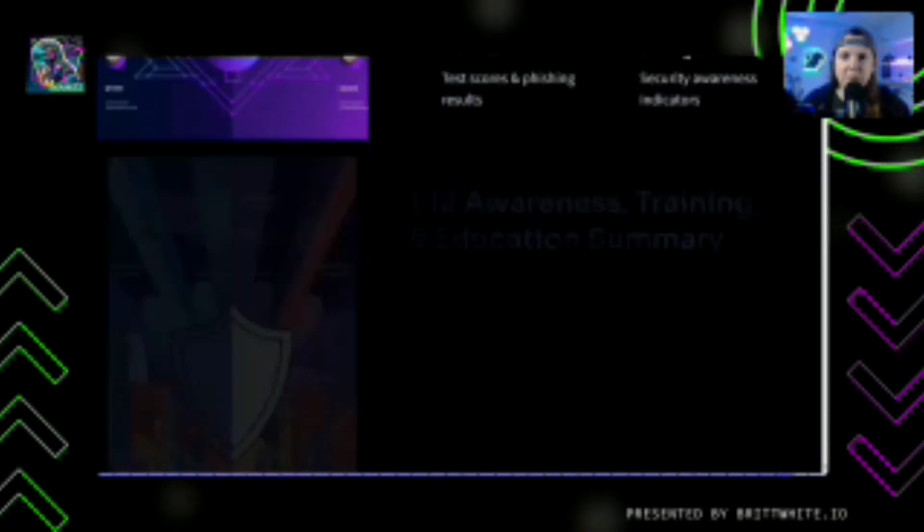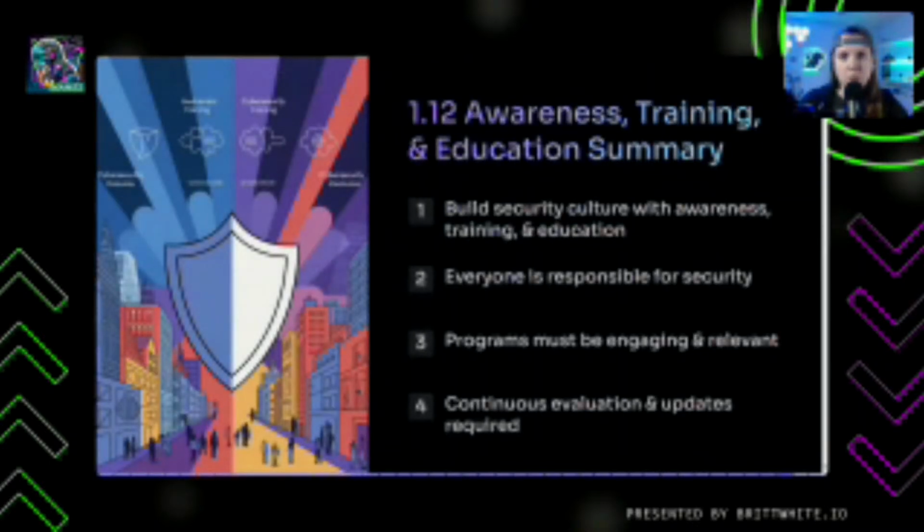Now let's quickly recap Exam Objective 1.12. Robust security awareness, education, and training programs are essential for building a security culture and mitigating human risk. Everyone is responsible for security, but needs empowerment through knowledge and skills. Awareness, training, and education are distinct, but complementary. Programs must be engaging, relevant, updated, and evaluated for effectiveness. Ongoing, well-designed, and rigorously evaluated programs are foundational and indispensable for a strong, resilient security posture.